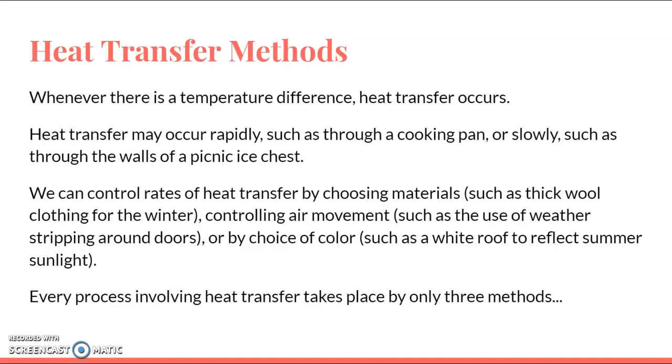All right. So whenever we have a temperature difference, heat transfer is going to occur. Now, how fast this heat transfer occurs depends on the substance, right? Substances can have heat transfer pretty quickly, like the metal used in a cooking pan, or they could cause heat transfer to be slow. So, for example, a cooler that you're using to hold ice or something like that.